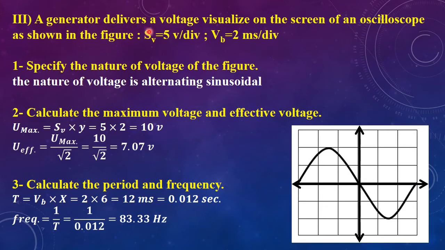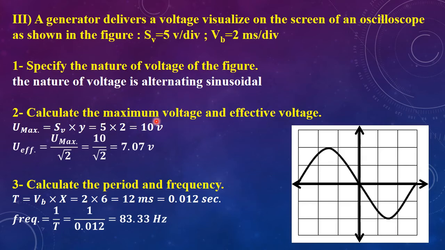A generator delivers a voltage visualized on the screen of an oscilloscope as shown in the figure. Here we have SV equal 5 volt per division and SH equal 2 millisecond per division. Specify the nature of the voltage of the figure. This form of voltage is alternating sinusoidal. Calculate the maximum voltage and effective voltage.